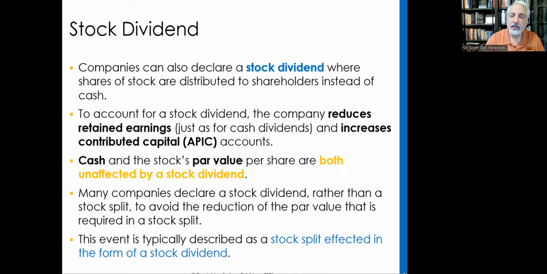And then the final slide on the dividend section and on the stock split section. We can also, as a company, declare a stock dividend, where shares of stock are distributed instead of cash. So it's almost like a stock split, only there's some different accounting that goes with that. So the company reduces retained earnings, just like a cash dividend, and increases additional paid-in capital, contributed capital. But the par value is not changed. And again, there's no cash that changes hands.